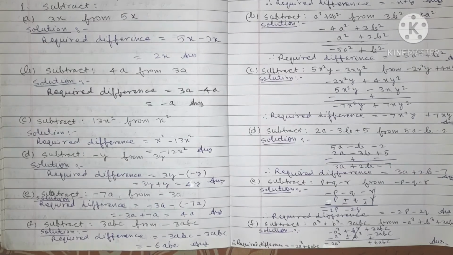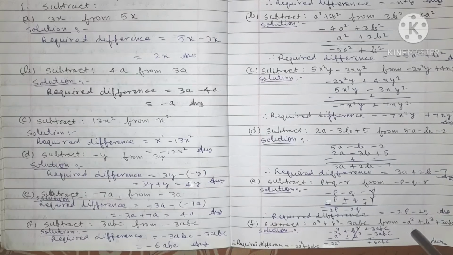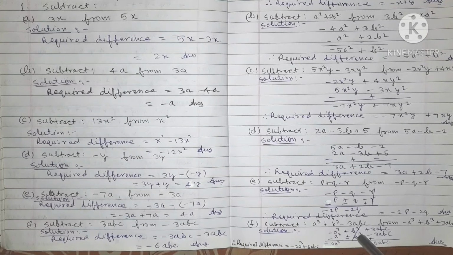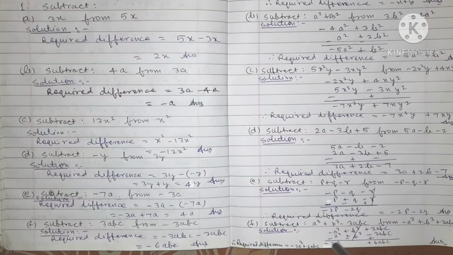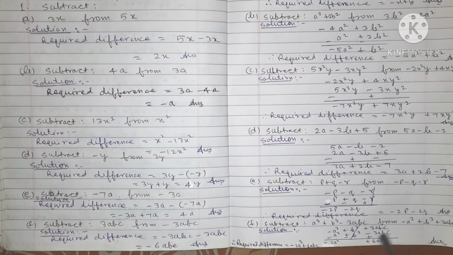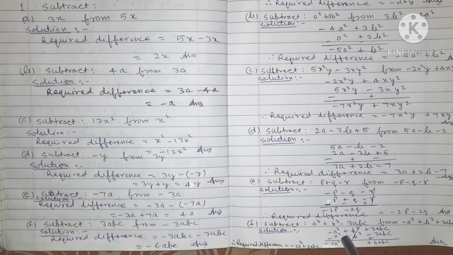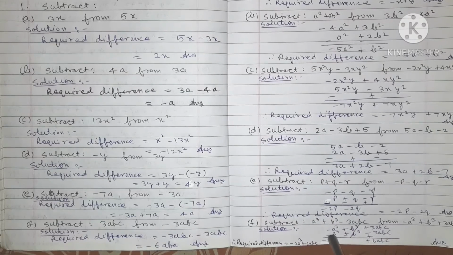Now question number 2f. Subtract a cube plus b cube minus 3abc from minus a cube plus b cube plus 3abc. For the solution of this question, we write minus a cube plus b cube plus 3abc in the first line because it is after from, and a cube plus b cube minus 3abc in the second line. Now we change the sign of second line. 3abc has minus sign, change to plus. B cube has plus sign, we change to minus. And a cube has plus sign, we change to minus.